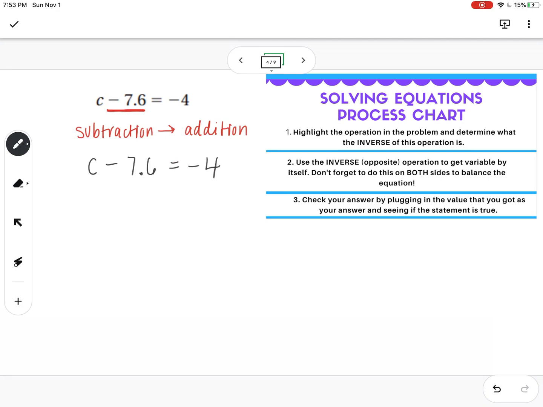All right, let's go ahead and use inverse operations. We're going to add 7.6 to both sides. Remember, the reason we're doing this, we want to get rid of this to get c by itself. And that is why we're going to do this.